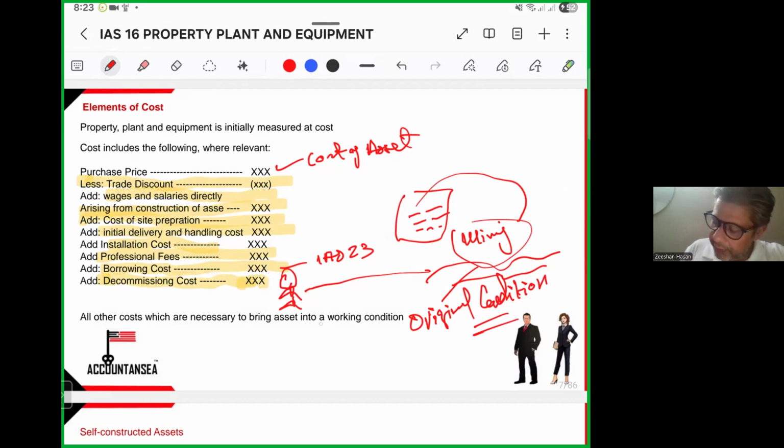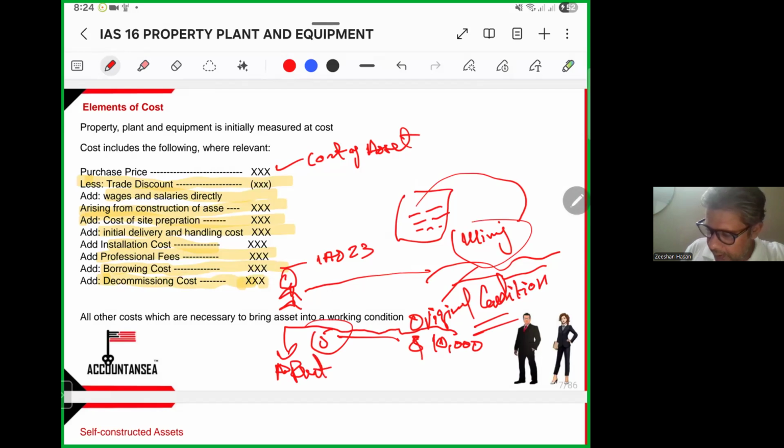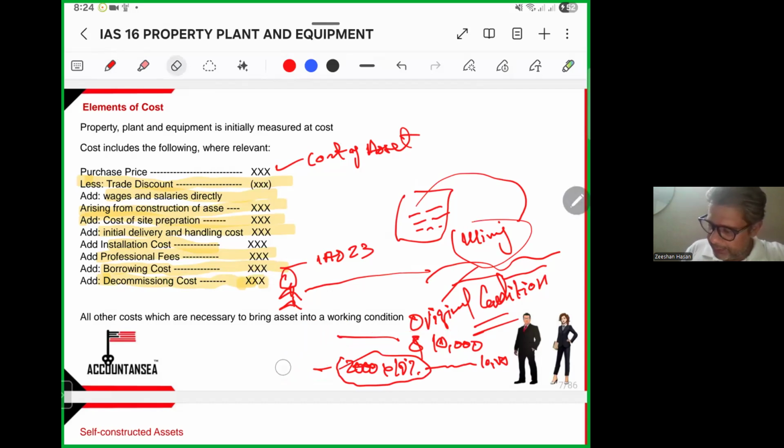Now suppose the work is of 5 years, and the cost we have to incur after 5 years is $10,000. So we have to recognize this at present value. Suppose today's present value is $2,000, and the interest is 10%, so every year we will add 10%. On year five, it will be 10,000. We will take out the 10,000 and pay it. So that is the decommissioning cost or dismantling cost. I hope it is clear to you as well.